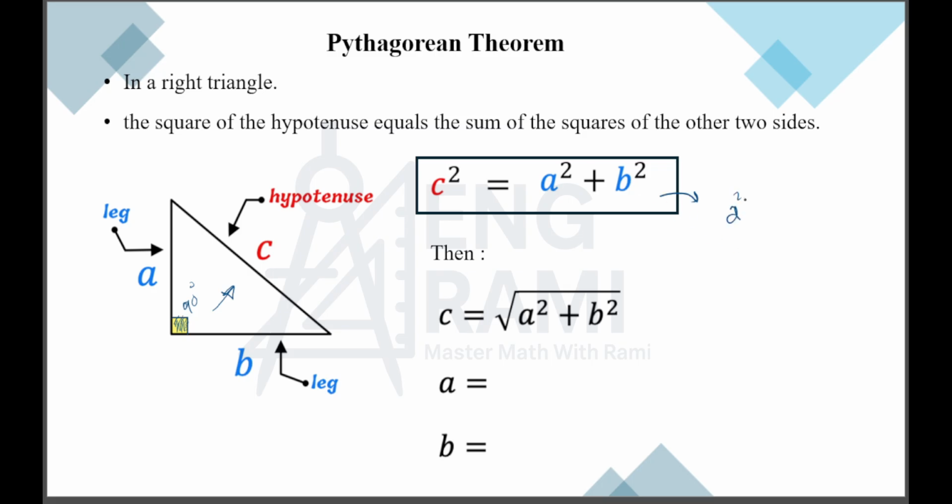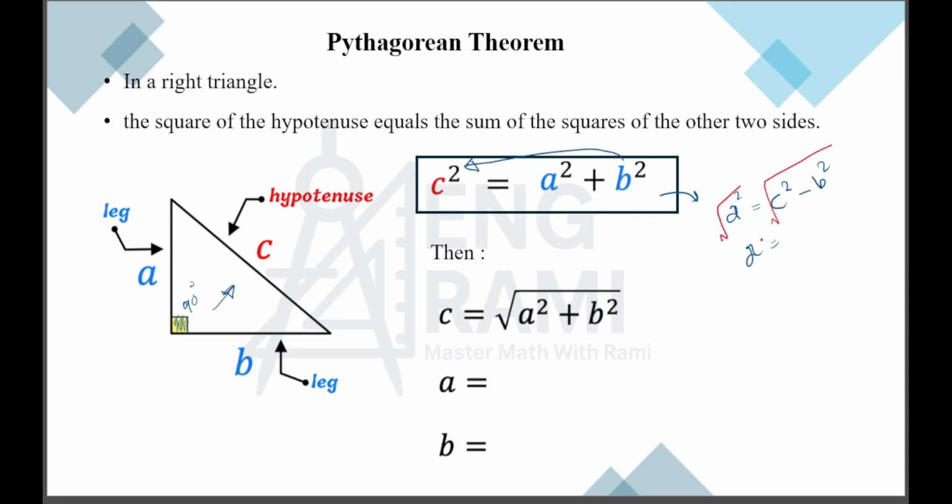To find side A: A squared equals C squared minus B squared. We just take this side and change the sign from positive to negative. Then A equals the square root of both sides, and the square root cancels the square. Then A equals the square root of C squared minus B squared. We can write it here: the hypotenuse squared minus the other side squared.